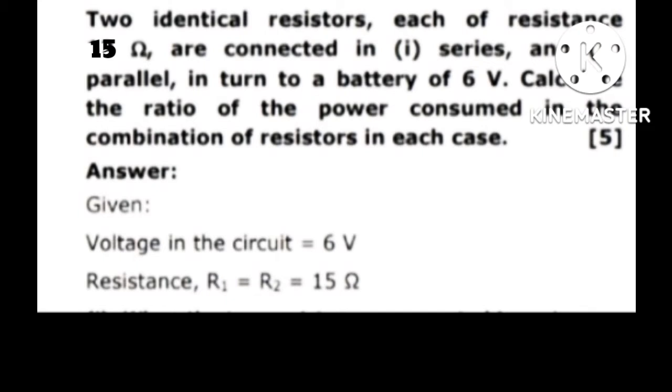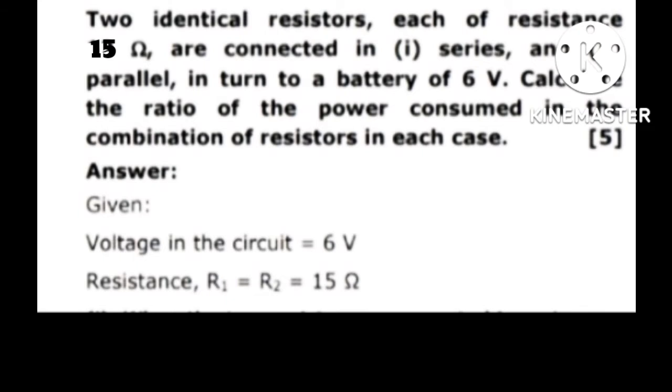Now we can move to the first question. The question is, two identical resistors, each of resistance 15 ohm, are connected in series and then in parallel in turn to a battery of 6 volt. Calculate the ratio of power consumed in the combination of resistors in each case. Here the voltage in the circuit and resistance are given and we have to calculate the power consumed in the combination of resistors in each case.